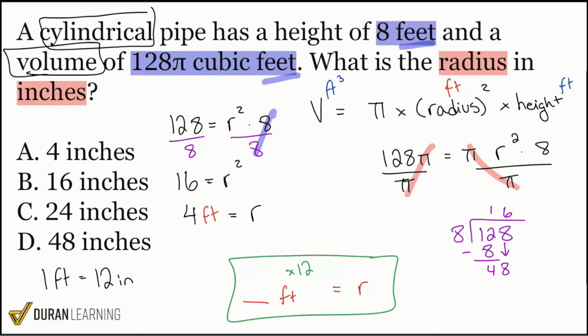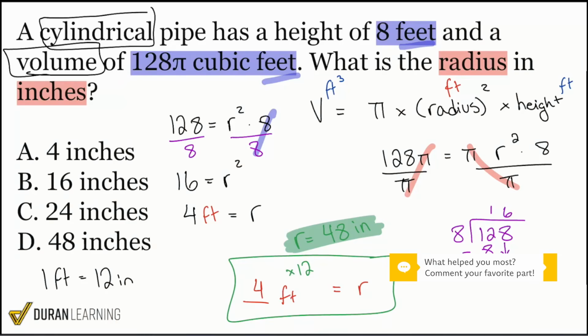If we want to turn this into inches like we already planned for, we just need to multiply it by 12. 4 feet multiplied by 12 gives us the proper final answer of the radius being 48 inches. Not 4 inches, that was 4 feet. When we converted it into inches, we get the right answer, which is D, 48 inches.